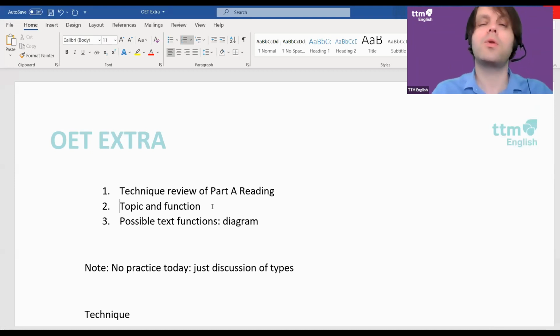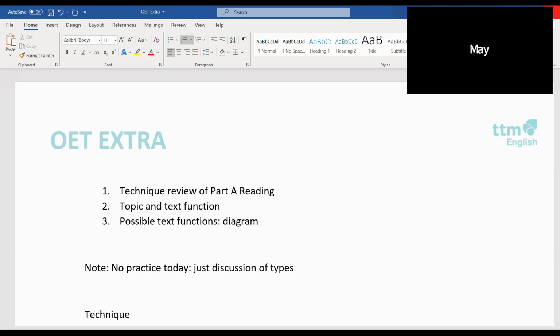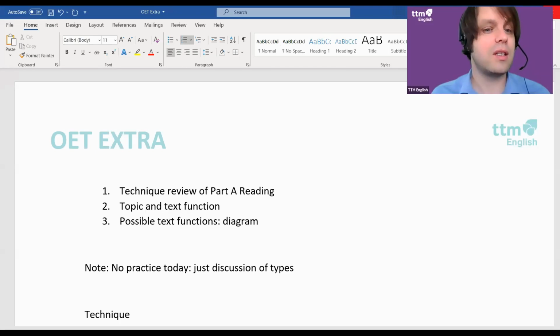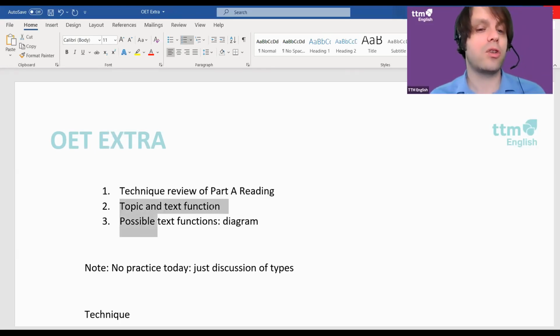What's the difference between a topic and a function of a text? Can anyone tell me? It's dead easy. The difference between a topic and a text function. I'll show you later on. That's the second thing in this class.